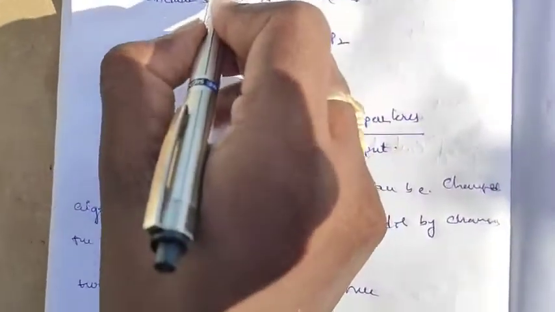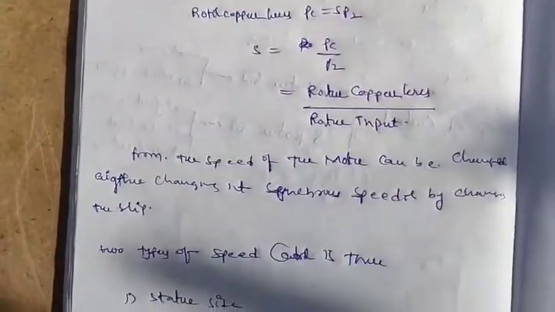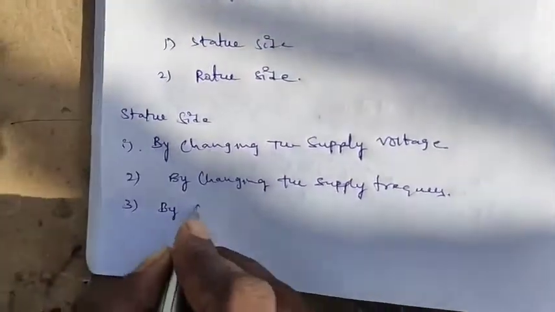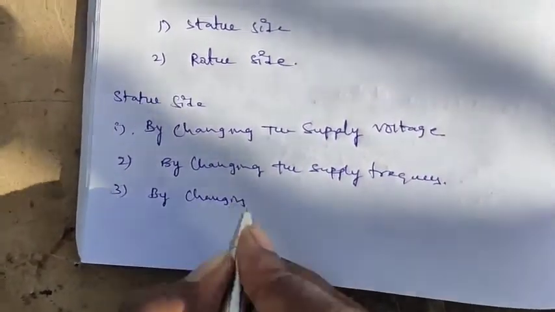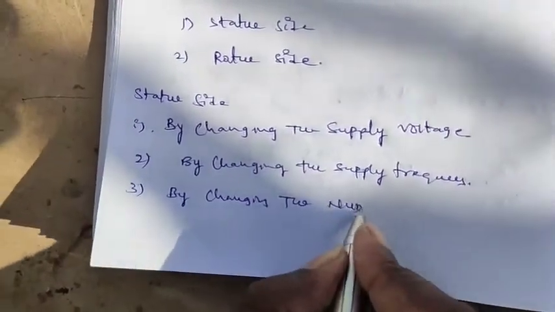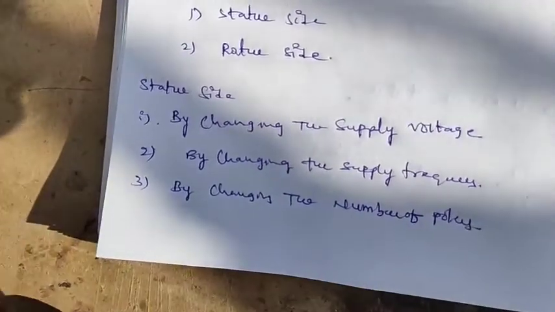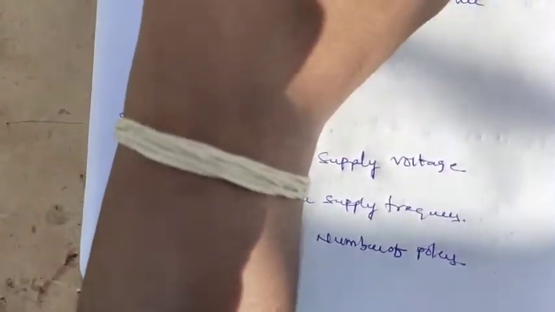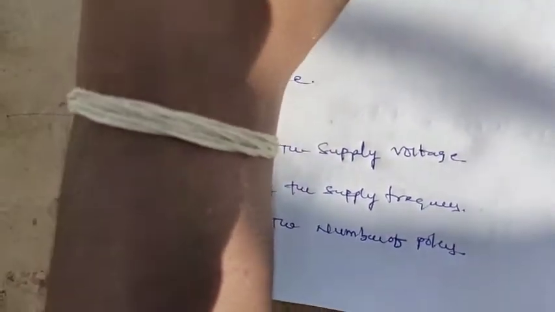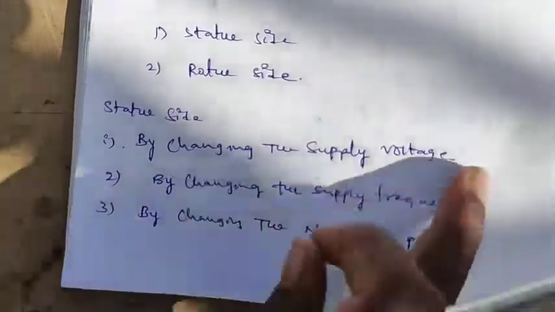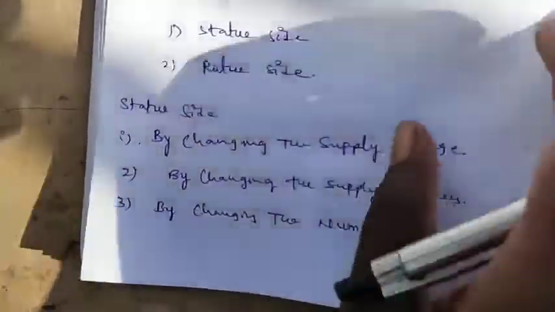Another is the number of poles, that is by changing the number of poles. If the poles of the machine increase or decrease, it inversely affects the speed of the machine. These three methods are from the stator side.